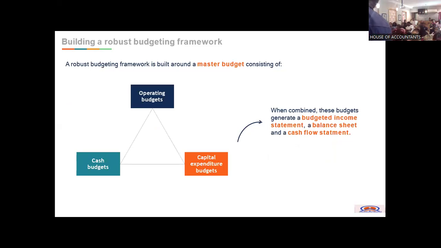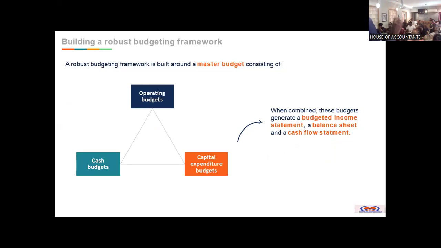Okay, so what is the budget framework? What are the components of budgets? A robust budgeting framework is built around a master budget. There's what we call master budgets. Okay, and that master budget consists of what? Operating budgets, cash budgets, and capital expenditure.